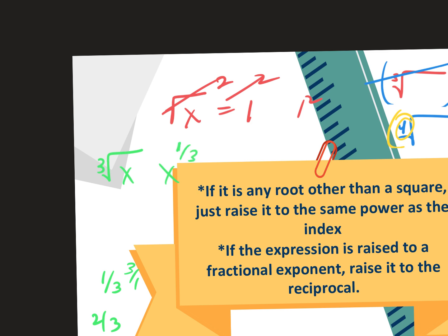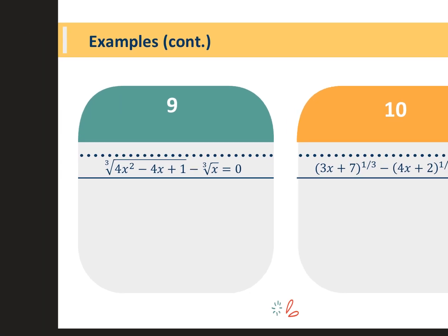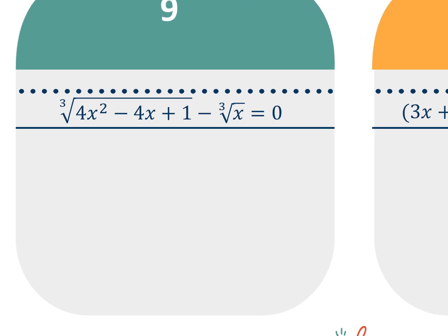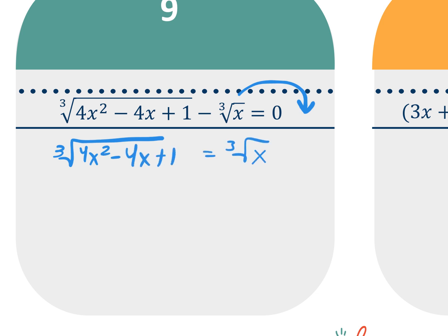So let's go through a couple of these. Same exact concept as yesterday. We want to isolate the radicals, but we're using cube roots here. So what should I do first? Let's move this one over here. We're going to have a radical on each side. So I have the cube root of 4x squared minus 4x plus 1 equals the cube root of x.